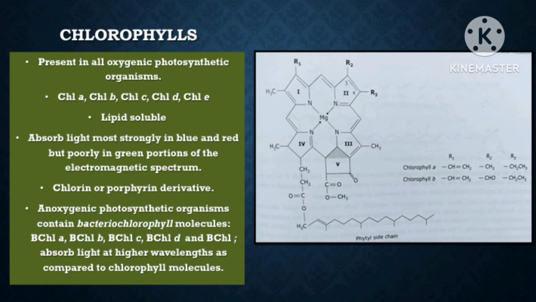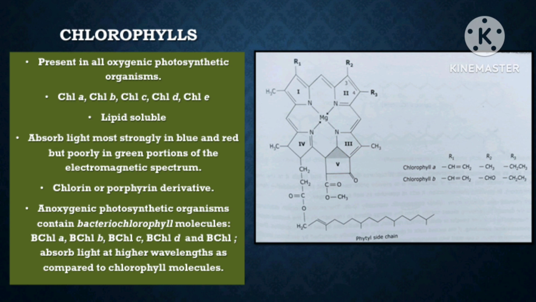Now talking about chlorophylls. So chlorophylls are present in all oxygenic photosynthetic organisms. There are 5 types of chlorophylls: chlorophyll A, B, C, D and E. Now these are lipid soluble pigments and they can absorb the light most strongly in the blue and red wavelengths of light, but poorly in green portions of the spectrum. And these are chlorine or porphyrin derivatives.